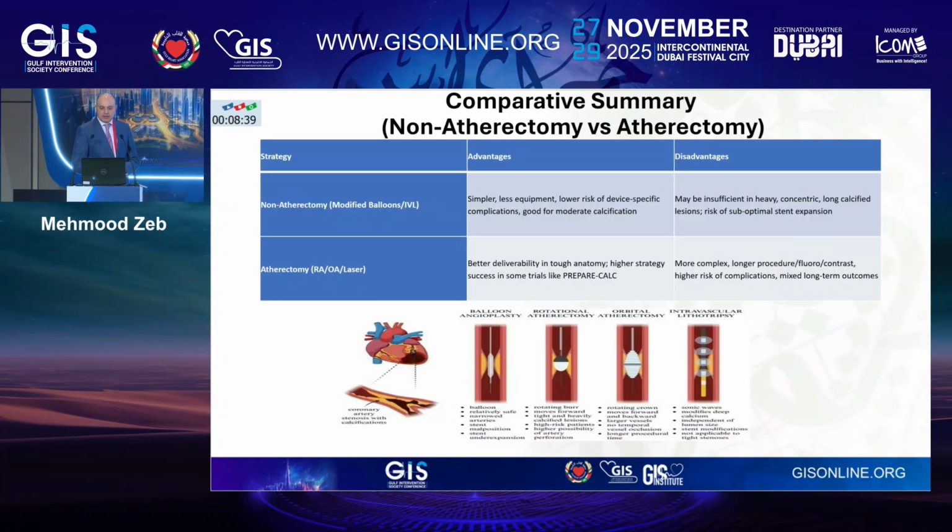The comparative summary of both techniques: non-atherectomy is simplified, less expensive, lower risk of complications, and good for mild to moderate calcification. The disadvantage is that the lesion may not be well prepared and there might still be under expansion of the stent. The atherectomy strategy makes it more successful to cross the lesion, modify the lesion, and deliver the stent. However, it's more complex and more costly and involves more procedure time, fluoroscopy and contrast use.